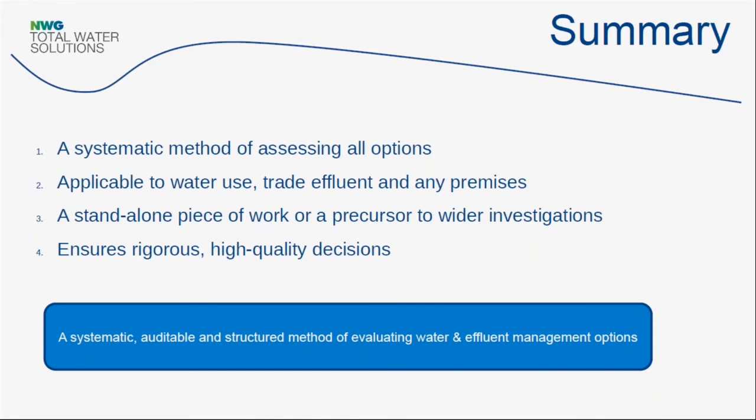The point I'm trying to make is options reports are about making sure you've got that sound basis for justifying what your decision actually is and why you made it. So if in the future somebody comes to you and says, why did you make this decision? You can produce a really structured, auditable solution, a good audit trail for doing this, which is what the box at the bottom says, really. It's systematic, it's structured, it's an auditable way of looking at what your options are.